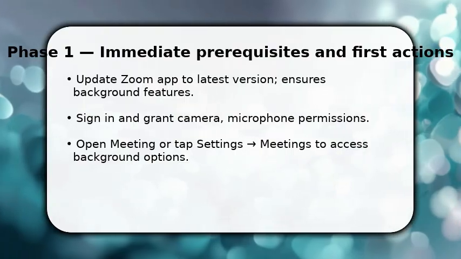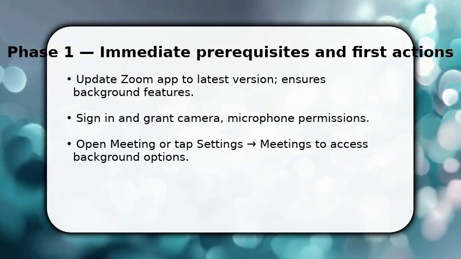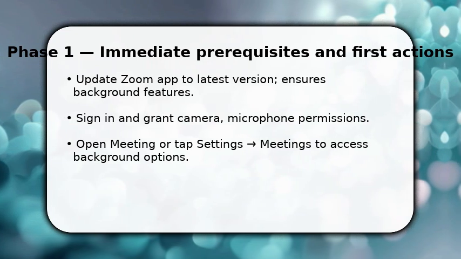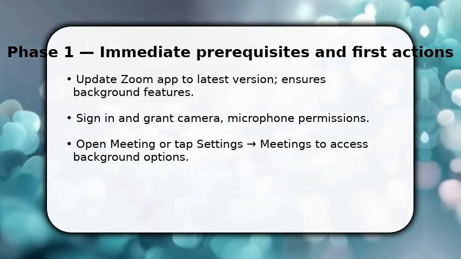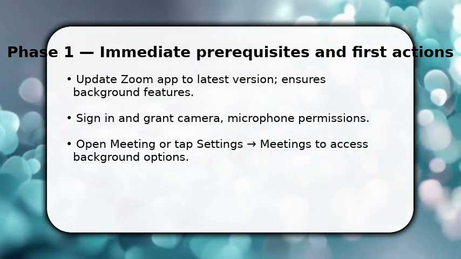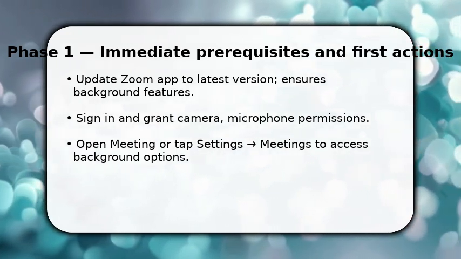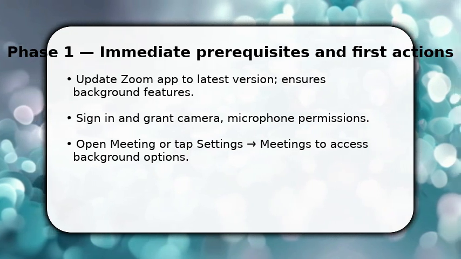You're starting now? Update the Zoom app so the mobile background feature is available. Once updated, sign in and grant camera and microphone access because Zoom needs them to preview backgrounds. Open a meeting or go to Settings, Meetings to reach background controls. This is faster than waiting until you join.